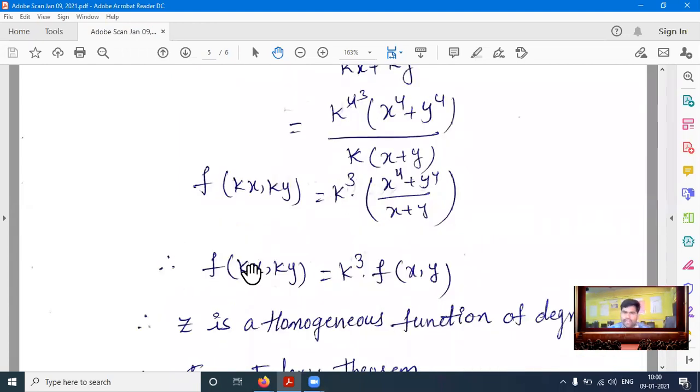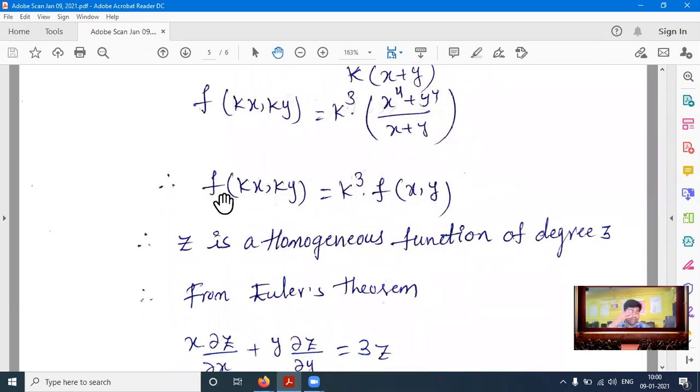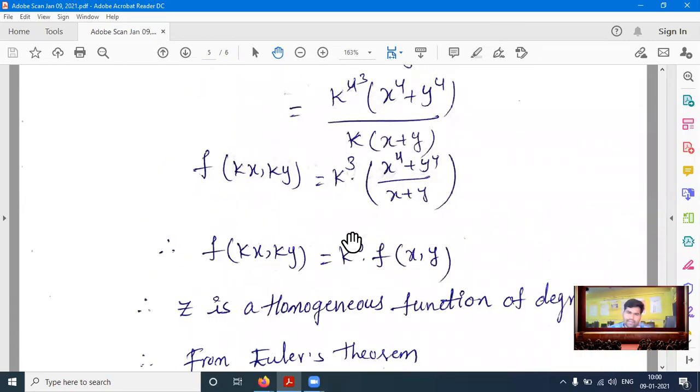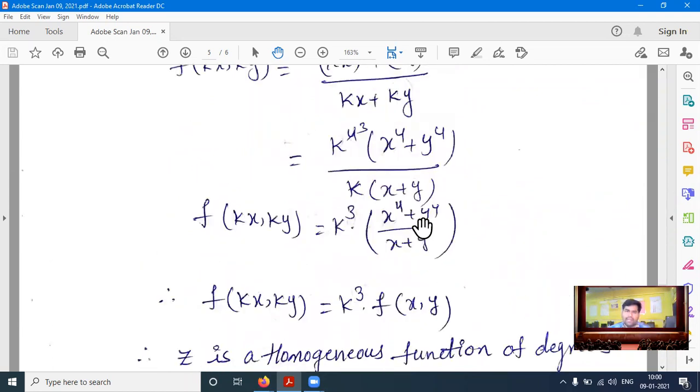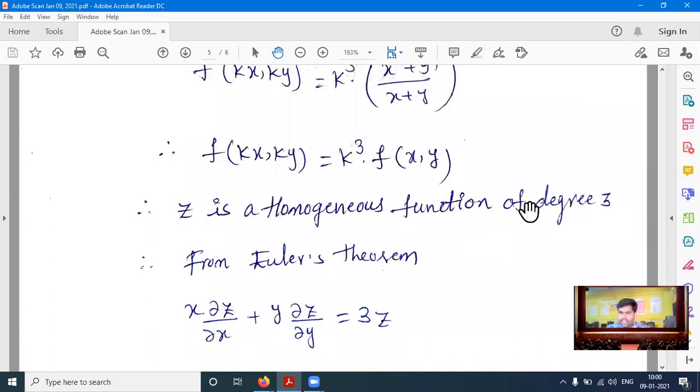So therefore, f of kx comma ky is equal to k to the power of 3 into f of x comma y. So it is like f(kx, ky) = k^n f(x, y). So n is 3. So therefore z is nothing but f of x comma y, that is nothing but e to the power of u. So therefore z is a homogeneous function of degree 3.